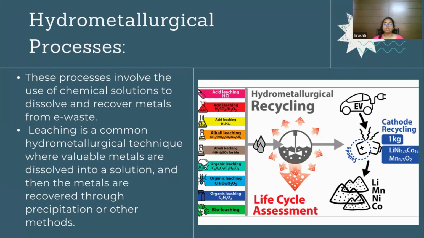These leaching processes form a metal slurry, which makes it easier for them to differentiate between the metals and the solid waste. The third step is metal recovery. In metal recovery, there are stages such as cathode recycling, present in the image, and precipitation and ion exchange, through which the valuable metal is extracted.